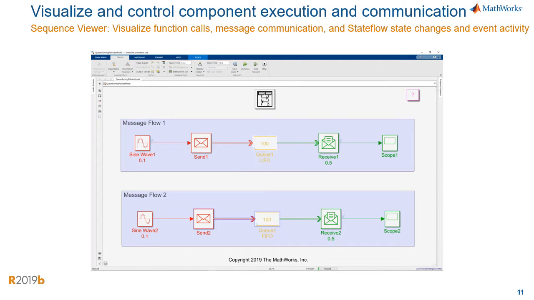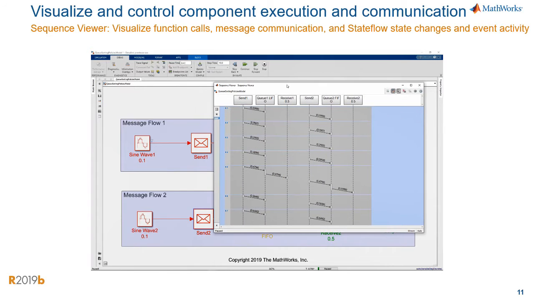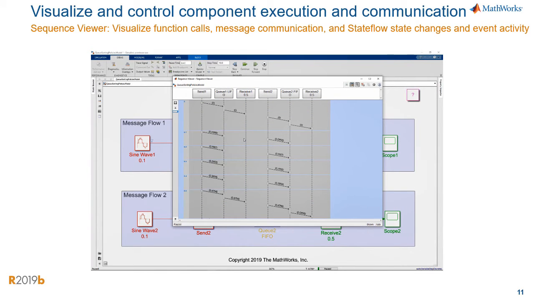All right, so we saw that messages give you a new way to model software components, and they also simplify the integration of those software components. Now let's talk about visualization and control. And in the messages library, there is also a sequence viewer block that I mentioned before. And the goal with this block is to help you visualize the messages and the events in your model.